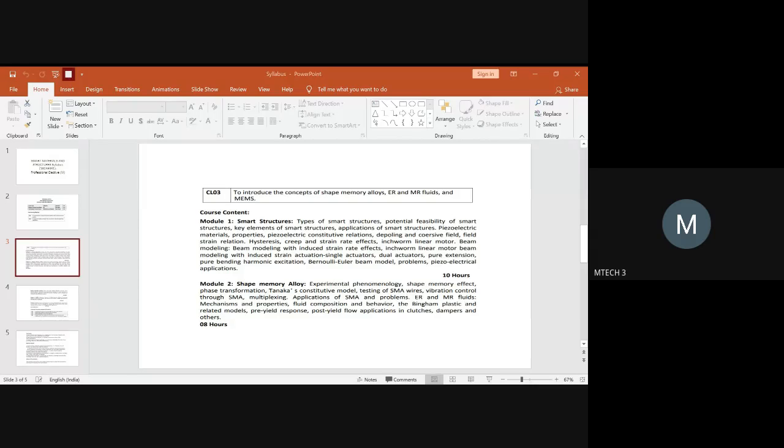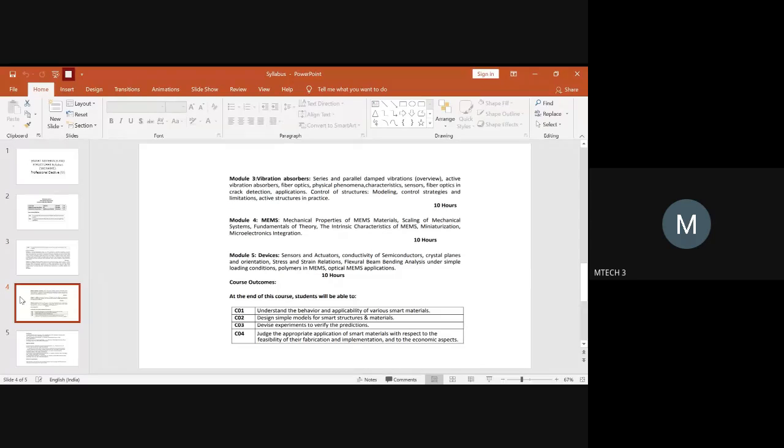Now, Sukrut. Yes, ma'am. Sukrut, what about you? Ma'am, what is vibration absorber? You're going with vibration absorbers. Yes, ma'am. Module 3. In vibration absorbers, what exactly? Ma'am, active vibration absorber. You're going with active vibration absorbers. Okay.